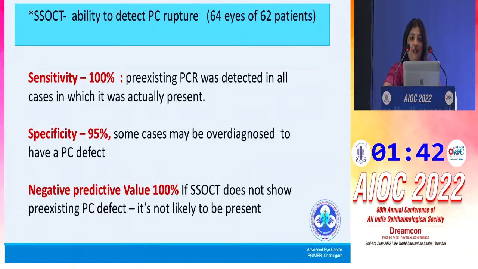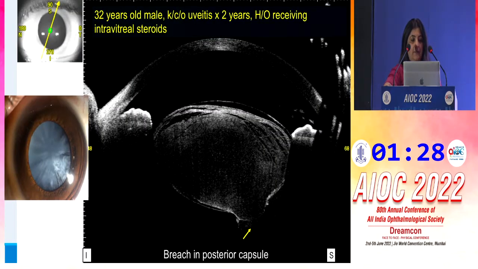The negative predictive value was also 100%. So if the SSOCT does not show a pre-existing PC defect, it's not likely to be present. It may overdiagnose in some cases where it said there would be a PCR, but intraoperatively there was not, which is why the specificity is 97%.